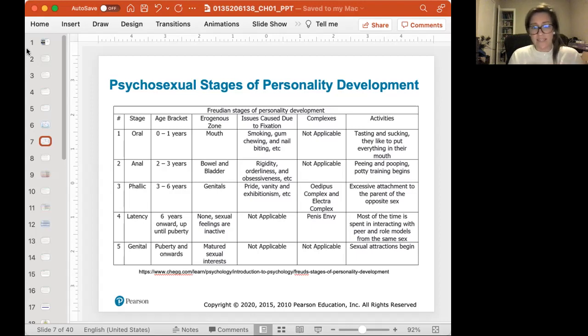And then the latency stage, the age bracket there is 6 years and onward up until puberty. The erogenous zone, there is not one, but sexual feelings are inactive. There's not any issues related to fixation in this particular chart. And then complexes that can occur include penis envy, which I'm going to remind myself of what that is because I can't recall. It's escaping me in this very moment. But what I'm remembering, I believe, is that penis envy has to do with that.